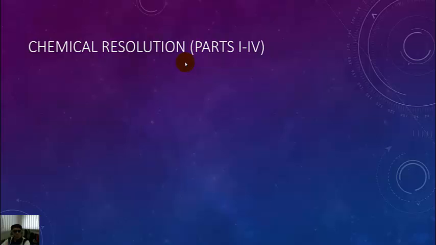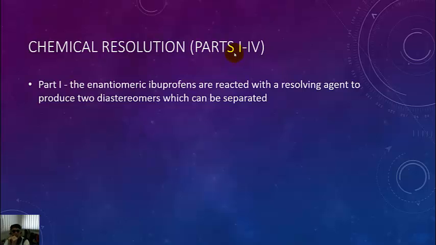Now in this experiment, you will use a chemical resolution, parts 1 to 4 in the procedure section, to separate the two enantiomers present in racemic ibuprofen. Following this, a direct recrystallization resolution may be used to further improve the optical purity of the medicinally active S-positive enantiomer of ibuprofen. And that's part 6 in the procedure section.